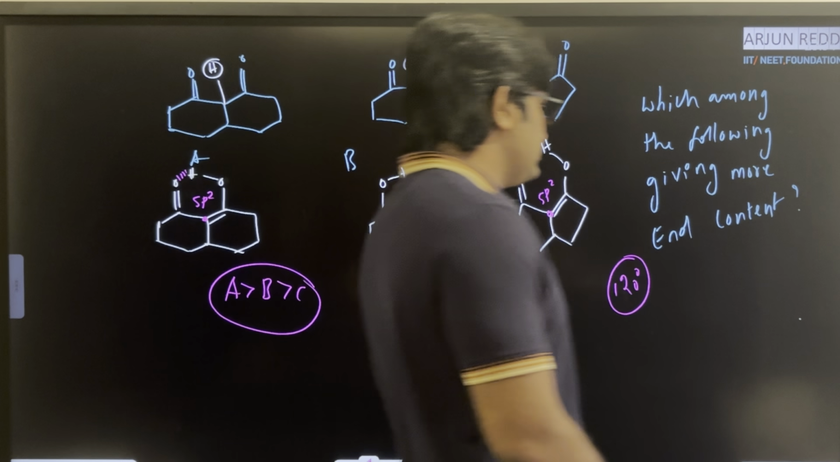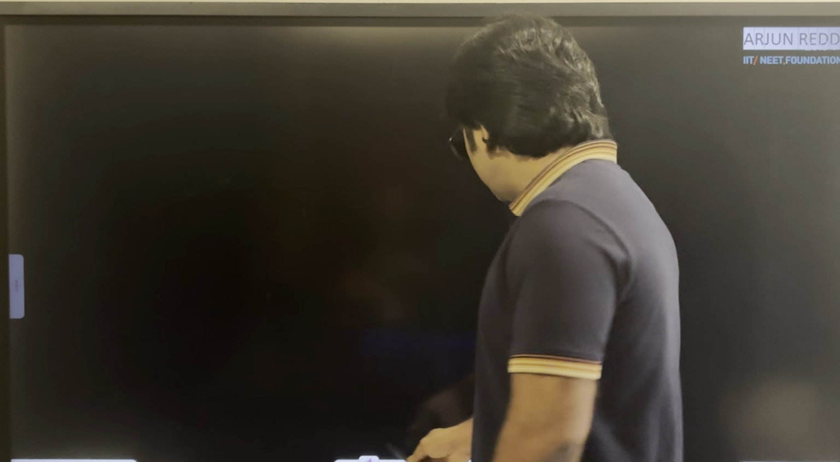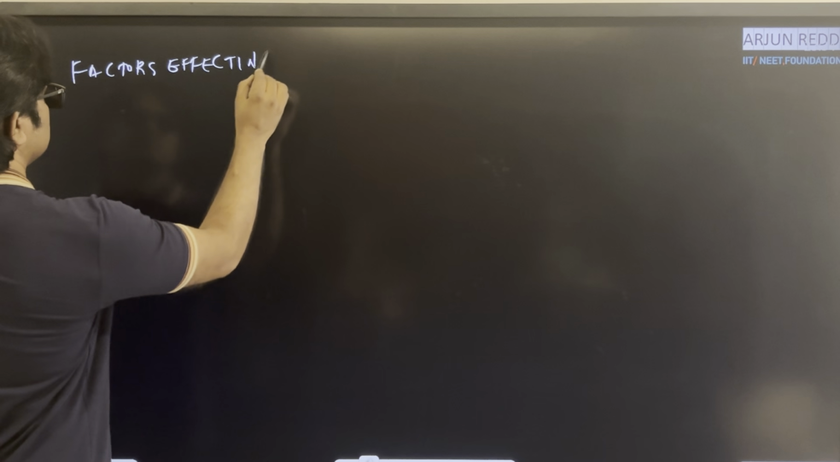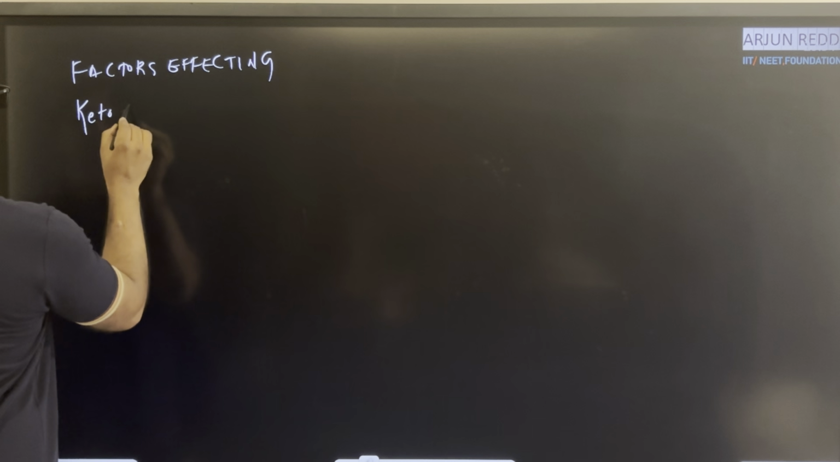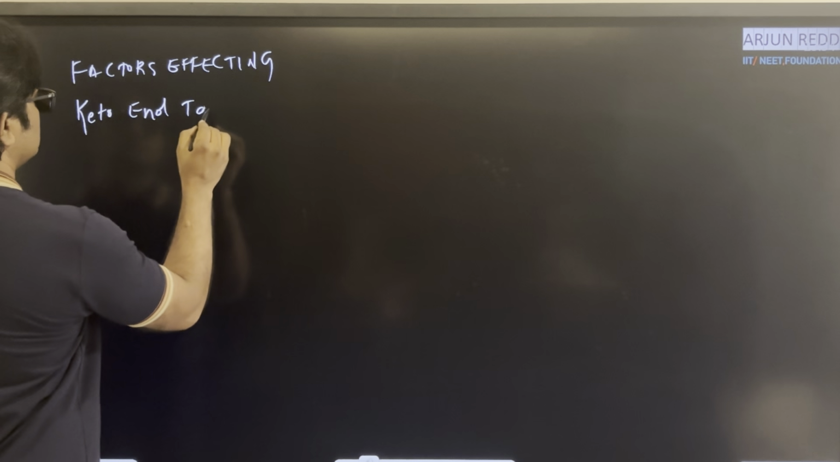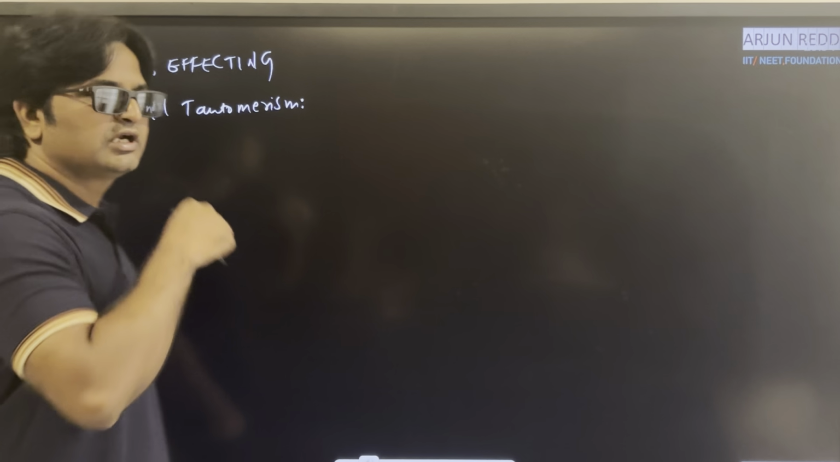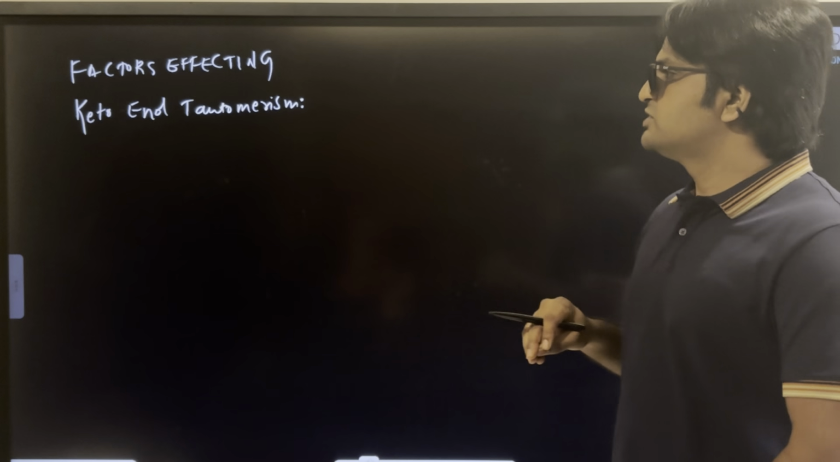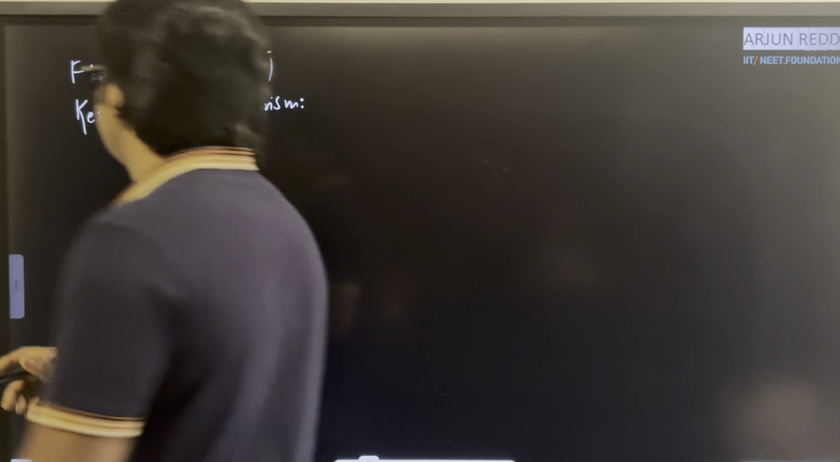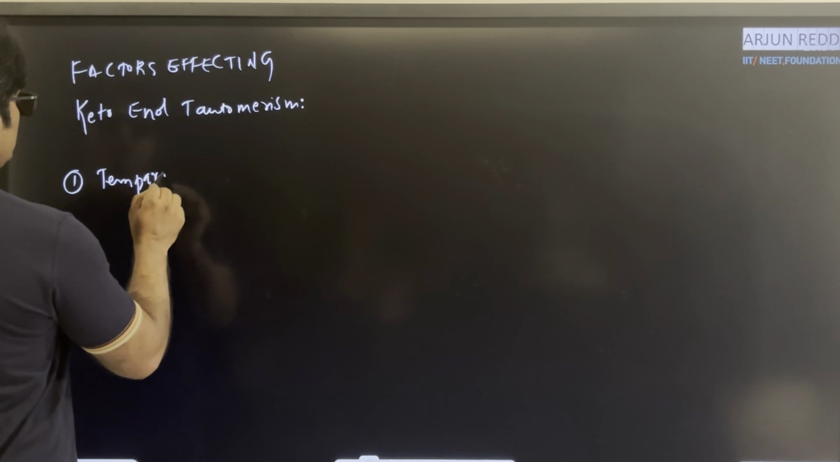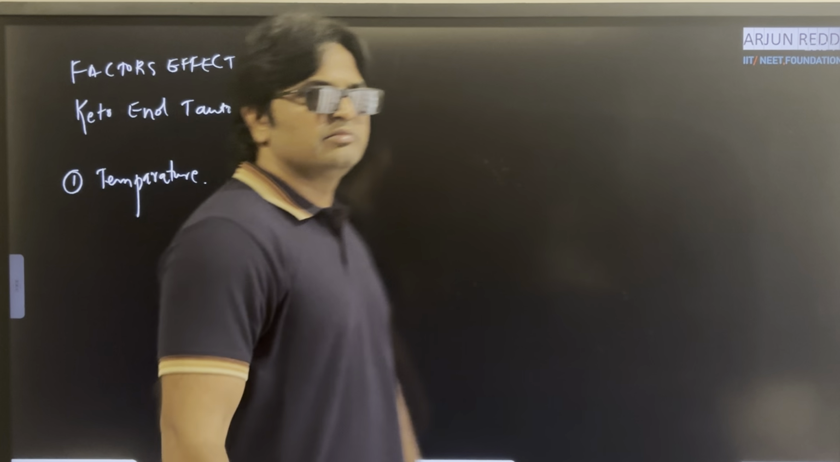Okay, next I am going to explain the factors affecting keto-enol tautomerism. So what are the general factors which are affecting keto-enol tautomerism? Let us start from temperature. First one I am taking, what is the effect of temperature? How is temperature affecting keto-enol tautomerism?